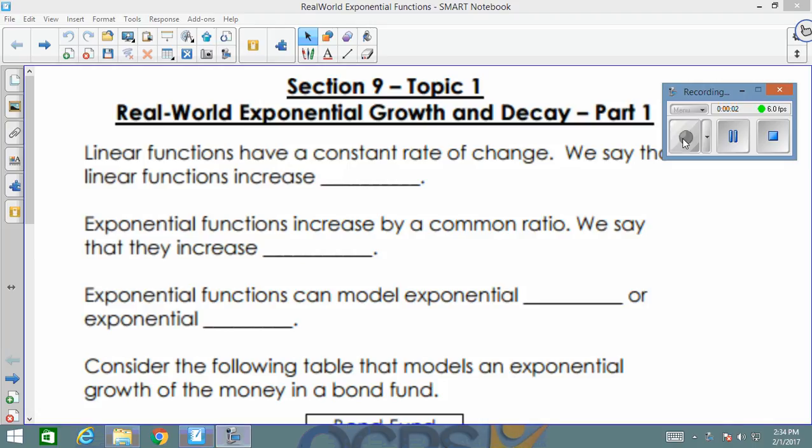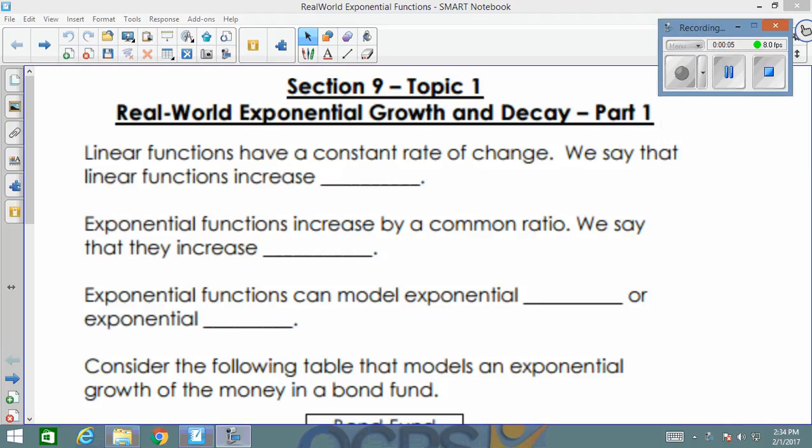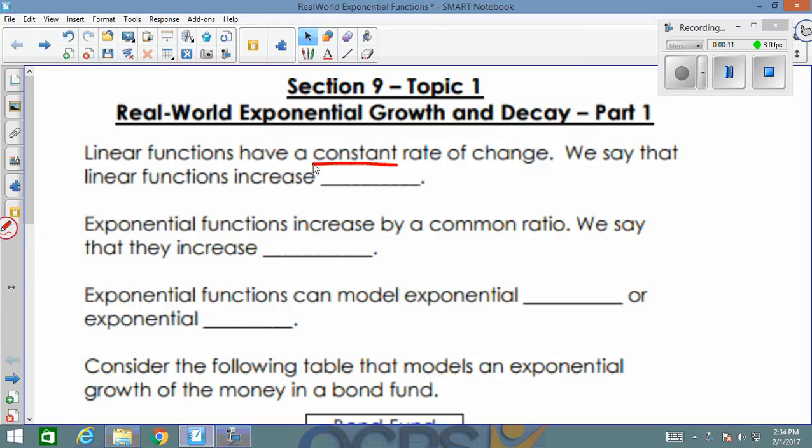Okay, so today we're going to talk about exponential growth and exponential decay. We talk a lot about linear functions, and linear functions have a constant rate of change. That's why they increase linearly. Okay, they go up in a straight line.